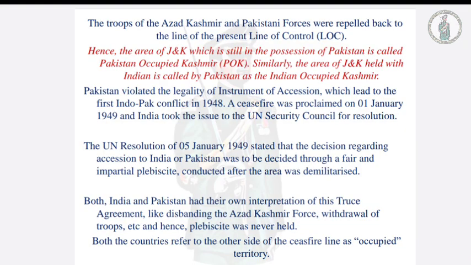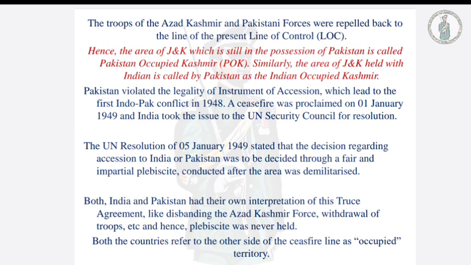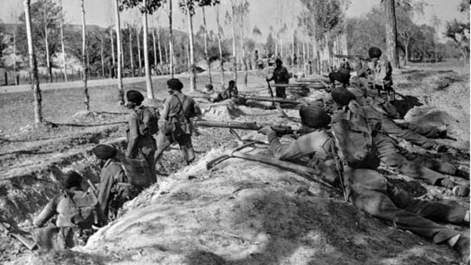The Indian troops stopped the Azad Kashmir forces and the Pakistani forces at the line which is presently known as the Line of Control. The area of Jammu and Kashmir which is still in the possession of Pakistan is called Pakistan Occupied Kashmir. Similarly, the area of Jammu and Kashmir that is held by India is called by Pakistan Indian Occupied Kashmir. Now, Pakistan violated the legality of the instrument of accession, and this was the main reason for the first India-Pakistan war of 1948.